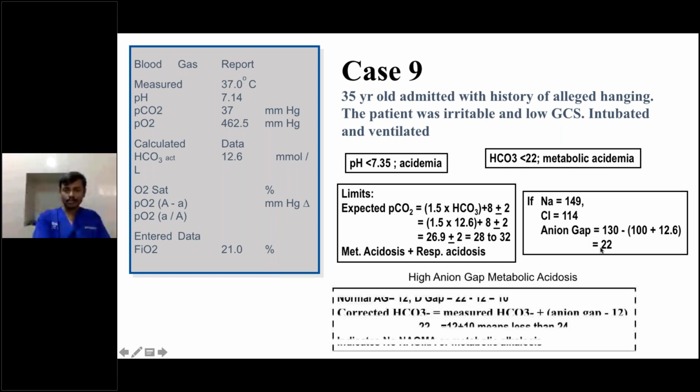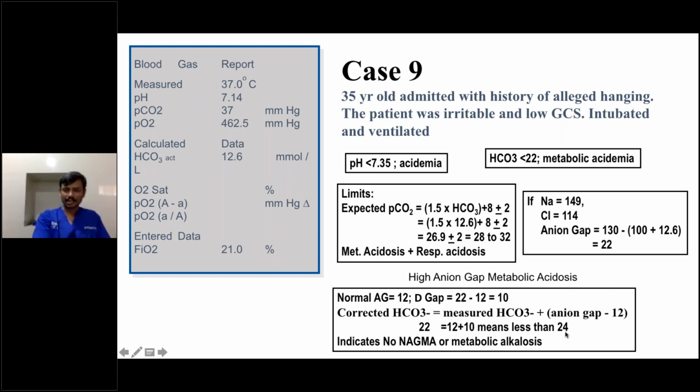Now you know whether there is a hidden acidosis or a hidden alkalosis or not. So you have to correct the bicarbonate. Corrected bicarbonate is equal to measured bicarbonate plus anion gap minus 12. Anion gap here is 22 minus 12, which becomes 10. 10 plus 12, the measured bicarbonate, becomes 22.